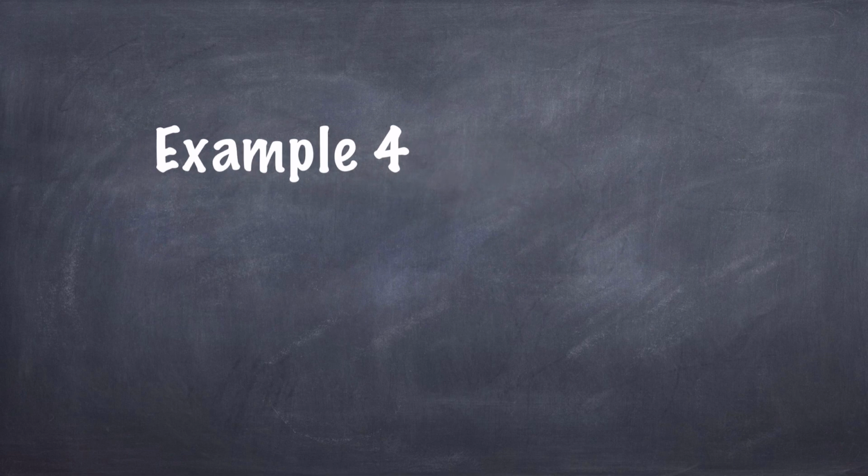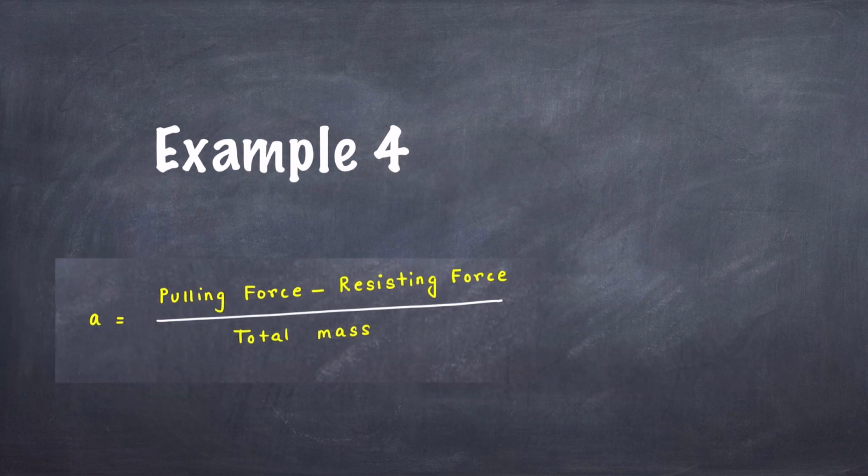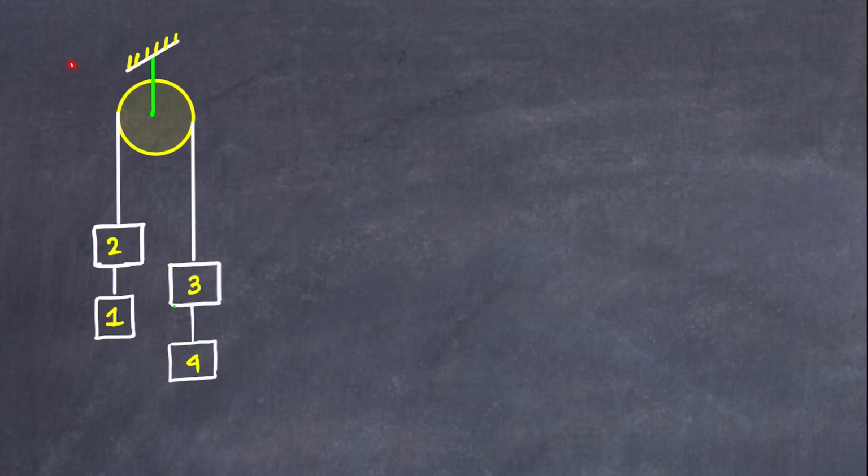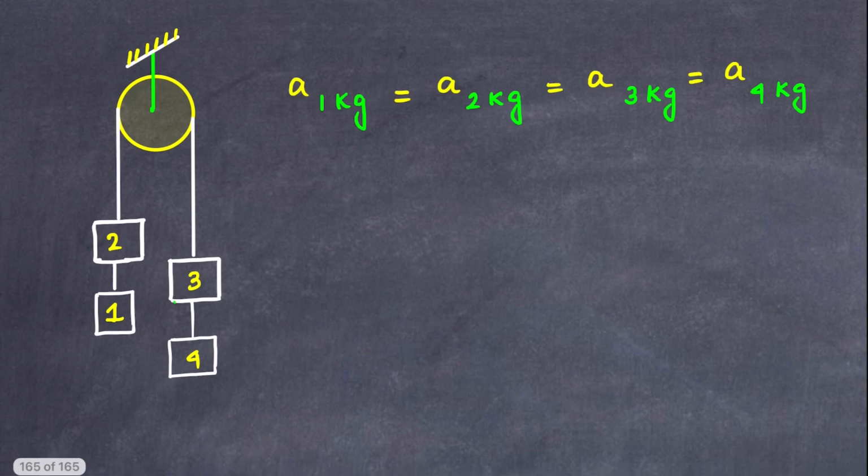So proceeding on to the next example, that is your example number 4, we will see how with the help of a simple formula we can find the acceleration of this complex system in seconds. So over here in this example we have 4 blocks. Over here you can see that the block of mass 1 kg is connected to the block of mass 2 kg by a single string.